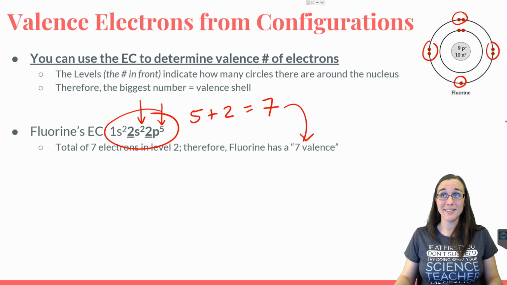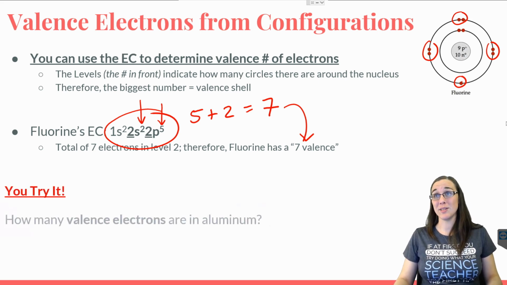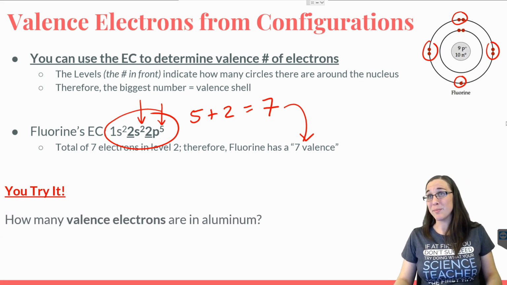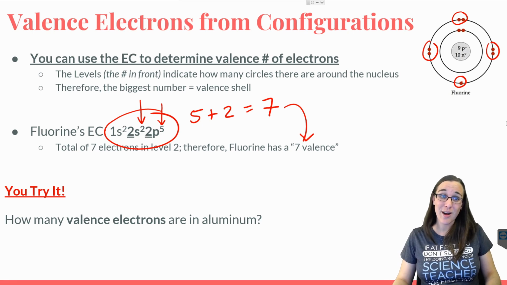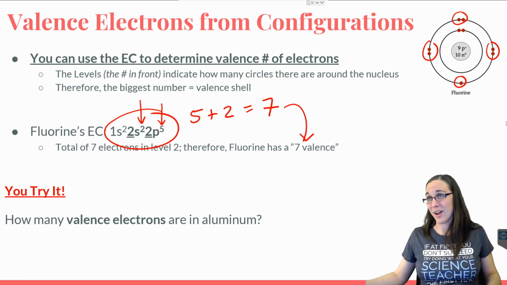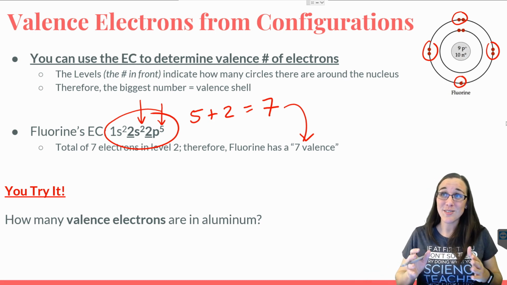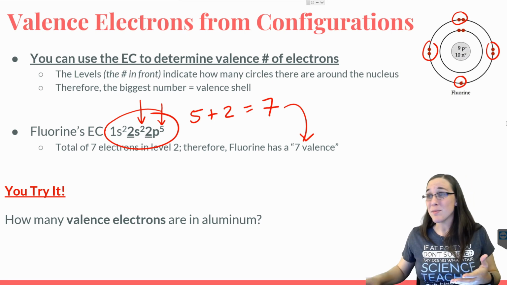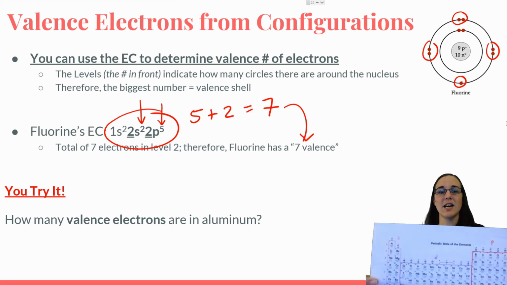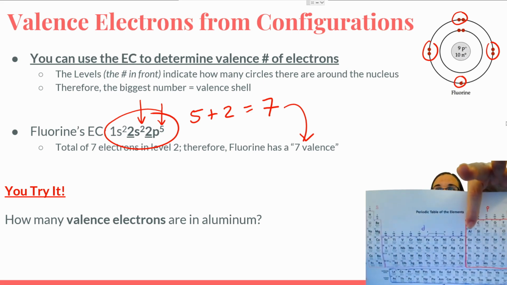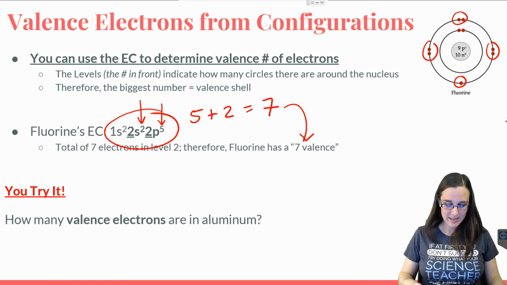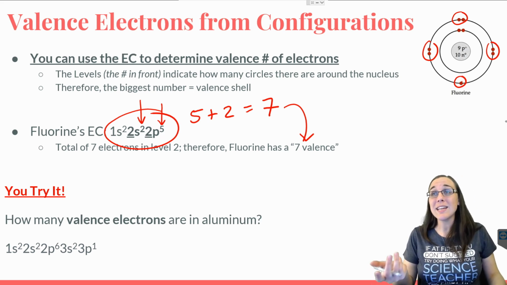Why don't you give this one a try? How many valence electrons would be in aluminium? Aluminium. Pause the video, give it a try, see if you can figure it out. All right, if you haven't figured it out, first you need to write the electron configuration. You always need to start with that first. So aluminium, located on the periodic table, over here, it's right there. Once you've located it, you can start writing your electron configuration, which I've saved the step for you. It is right here.